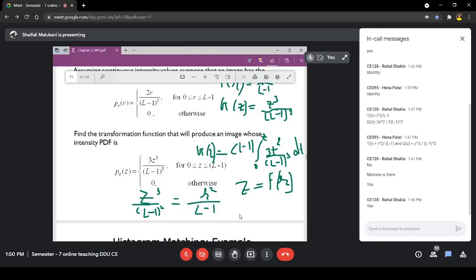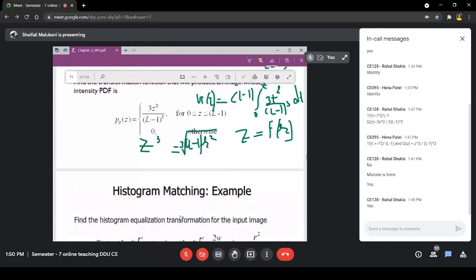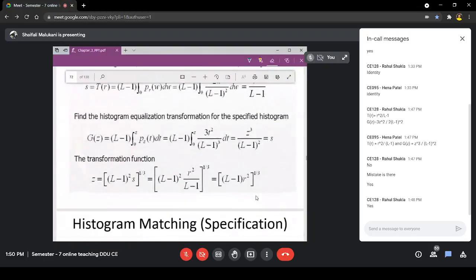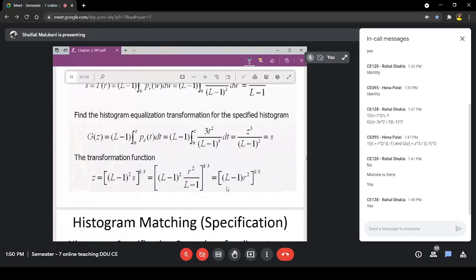So (L minus 1) square will go over this side. So this will get cancelled out with this, and over here L minus 1 will be there, right? And this will have a cube root. So this will be our cube root, right? So this is what we have obtained here: Z is equal to this.